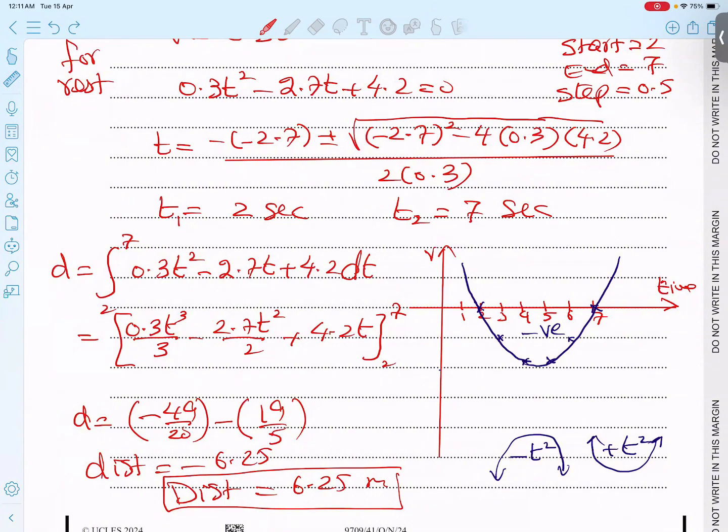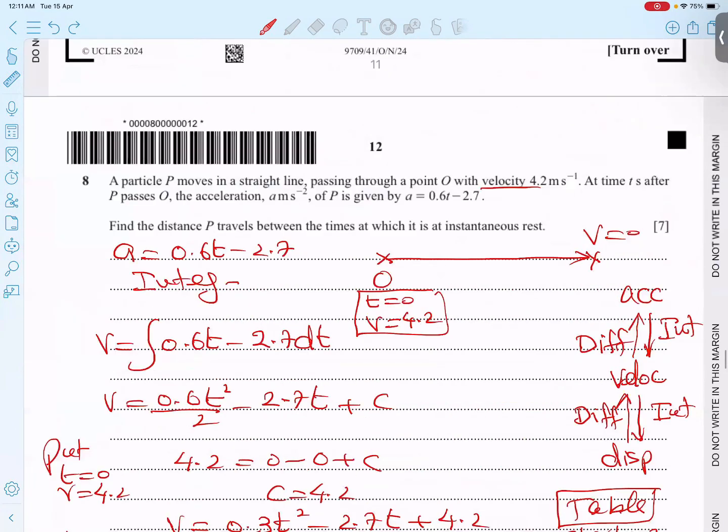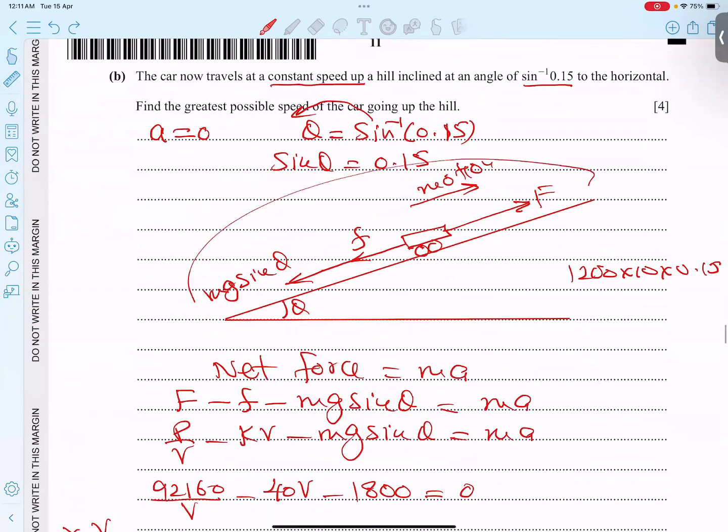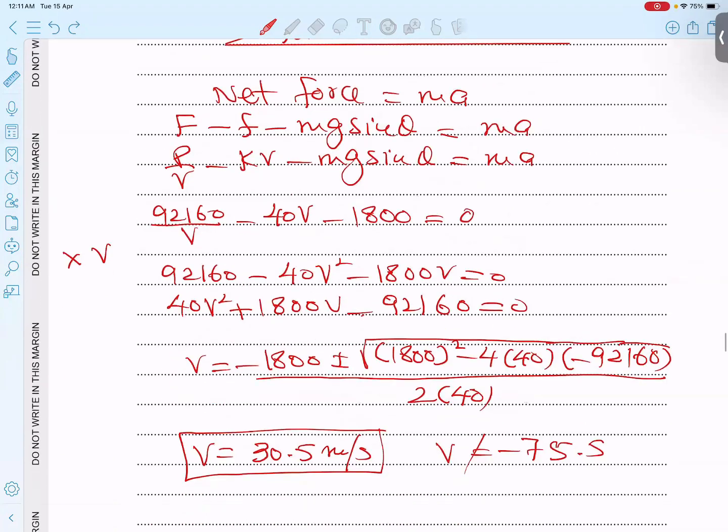And another key point: for every question, make a diagram. You see, I never do a question without a diagram. So diagram making and data writing is very, very important for the whole mechanics paper.